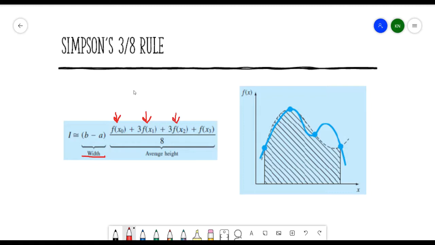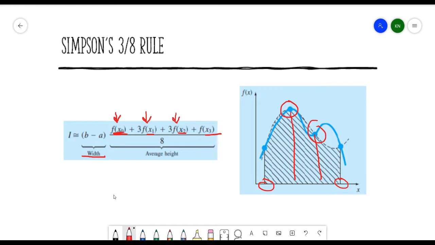Unlike Simpson's 1/3 rule, Simpson's 3/8 rule should have 4 points, which should be this one and this one, and this is our lower limit and the upper limit. So these are the concepts of Simpson's 1/3 rule and Simpson's 3/8 rule. Now, how we can get the values of our x sub 0, x sub 1, x sub 2, and x sub 3 is now the question here.